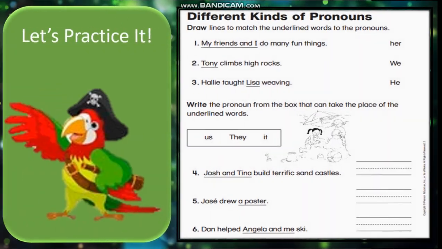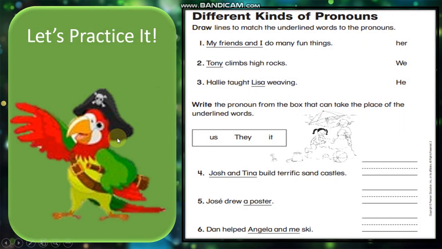Let's move on. Let's practice a bit with Pirate Parrot. Draw lines to match the underlined words to the pronouns. My friends and I do many fun things. Now we have to match the noun with the correct pronoun. So which pronoun can replace my friends and I? I'm including myself. Tony climbs high rocks. Which pronoun can replace Tony? Her, we, or he? Haley taught Lisa weaving. Which pronoun can I use in place of Lisa?